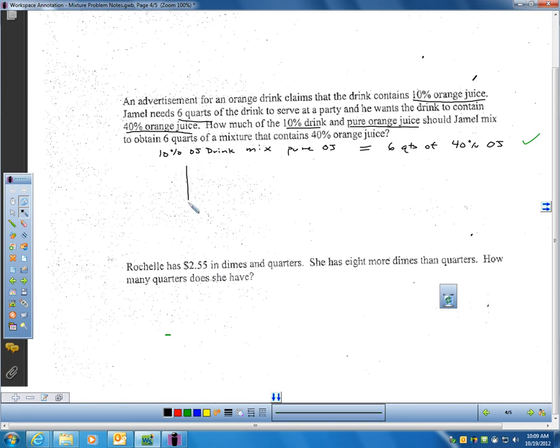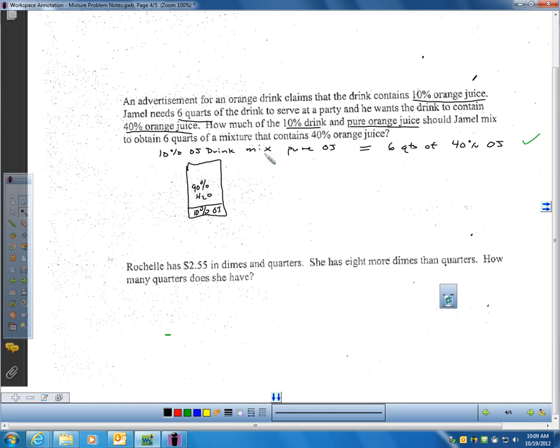This first container, 10% of it's orange juice, 10% OJ. So this is the cheap stuff. The rest of it's water. I don't know if you like Sunny Delight. I hate Sunny Delight, but it seems like it's watered down stuff, or Tang. I haven't had that in a long time. It's watered down. It tastes watery. It's probably one of these deals, 10% mix and 90% water.